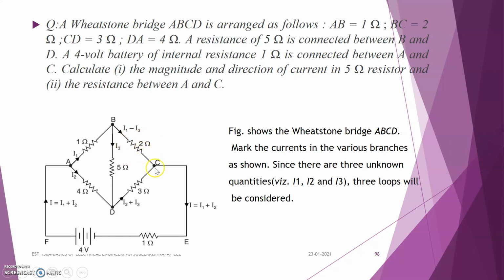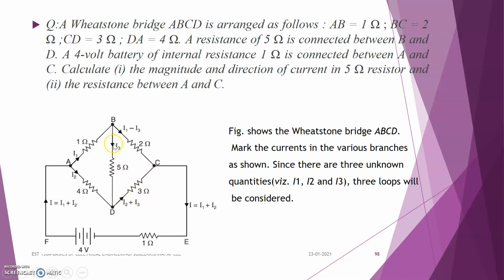In the next section, from C to D, we are analyzing the circuit from C to D, but the current is flowing from D to C. So we take this voltage drop as positive.